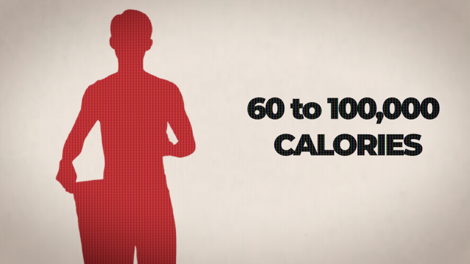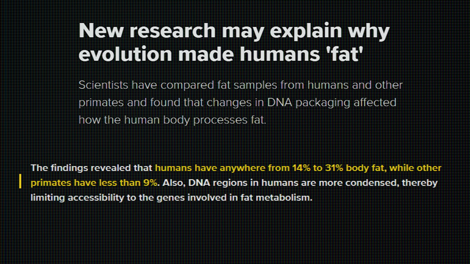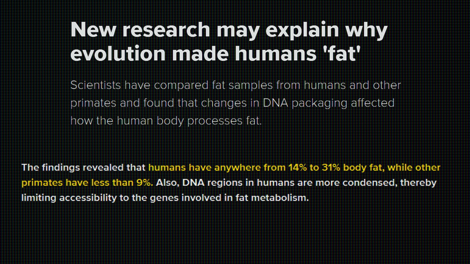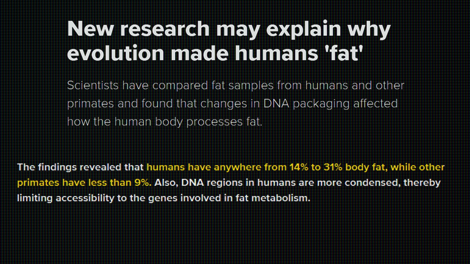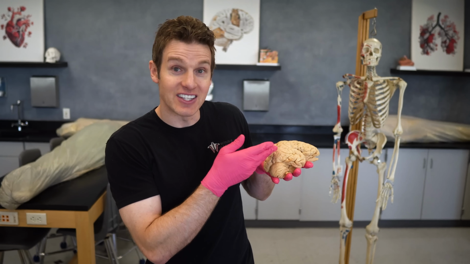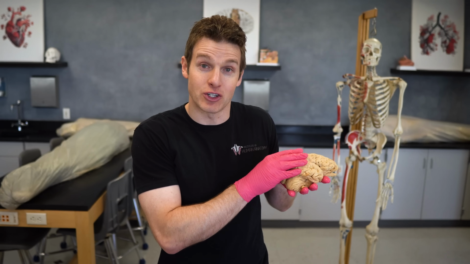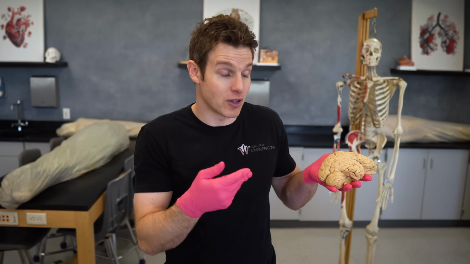Like, for example, even a fairly lean person can store anywhere from 60 to 100,000 calories, depending on exact body fat percentage. And there's even evidence to suggest that human ancestors had higher body fat percentages than other primates, which is thought to be one of the contributors to the brain size increases during that evolutionary time period. And humans by far have the highest brain to body ratio, making us the smartest creatures on the planet. At least we're supposed to be.